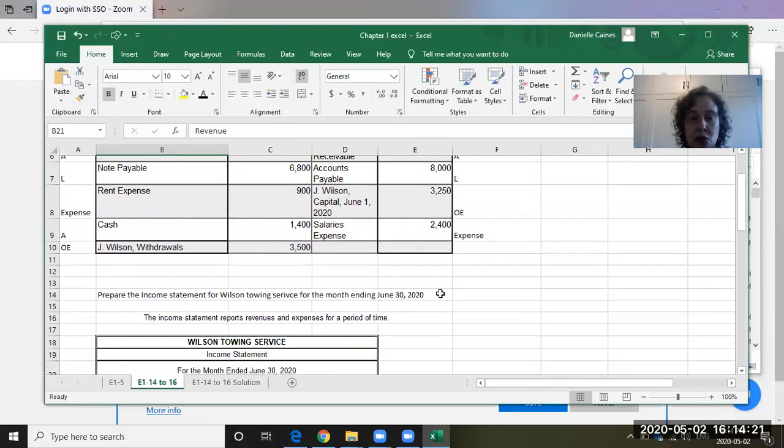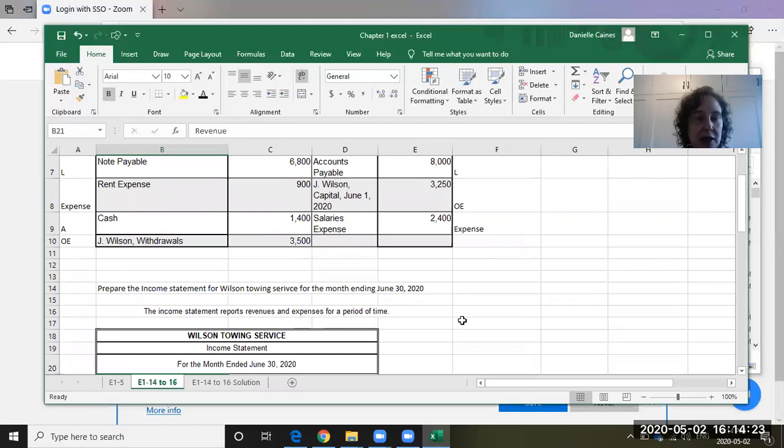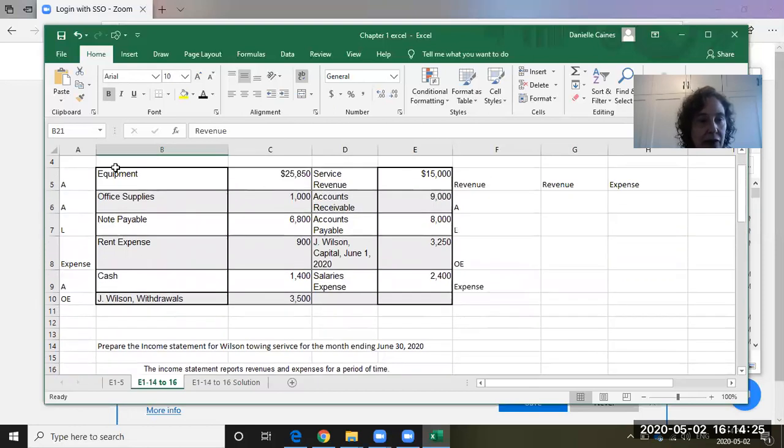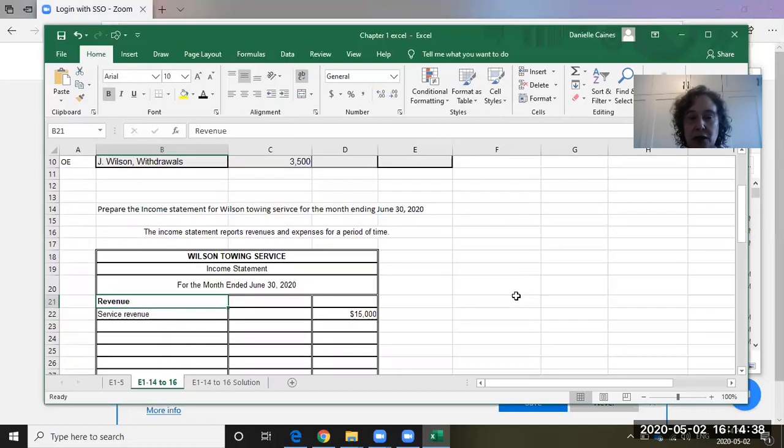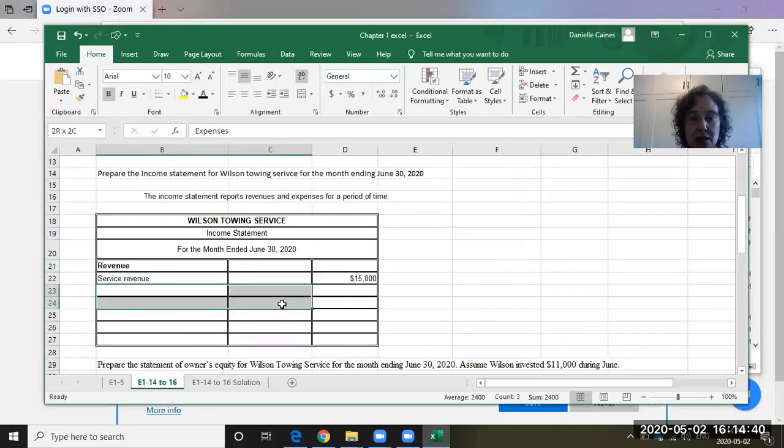The next thing that goes on the statement is expenses. So let's look at the expenses. What have we defined here? We've defined a rent expense, and if we come down the other column here, we had a salaries expense. So we have a rent expense of $900, salaries expense $2,400. So that's what goes next in our statement.